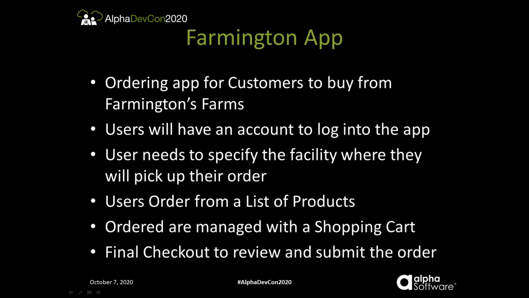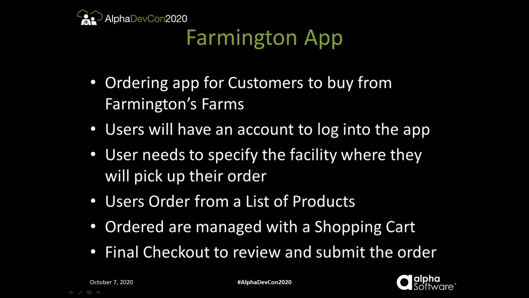Farmington wants to streamline their ordering process and create a self-service option for customers to order from their farms. Users will need to log into the app to begin the order process. They will then specify which farm they are ordering from and select the farm to determine both the available products and the pickup location. After selecting the farm, users will then add items to the cart from the shop. The cart needs to allow users to edit or remove an item. Once users are satisfied with their order, they then finalize the order in the checkout screen, where they verify their billing information and submit the order.